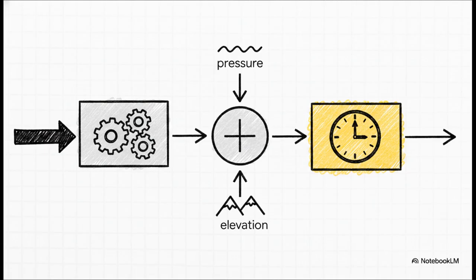Finally, this entire physical interaction is subjected to the e to the negative tau s transport delay block before it becomes our actual observed output flow. It just beautifully and mathematically closes the loop.